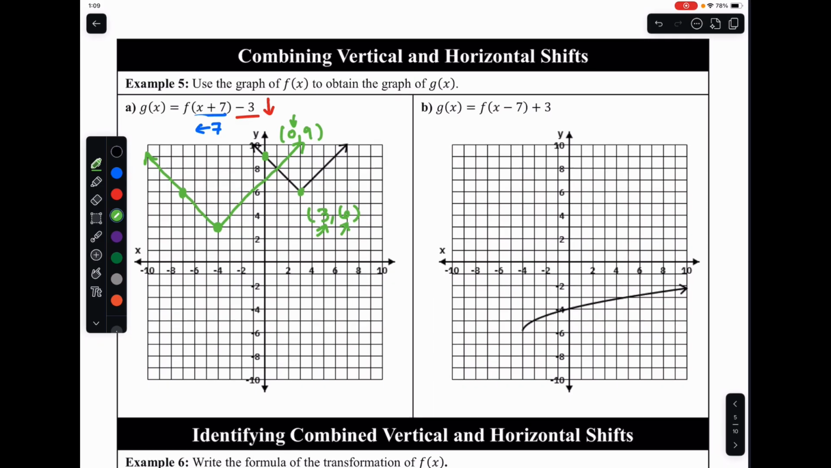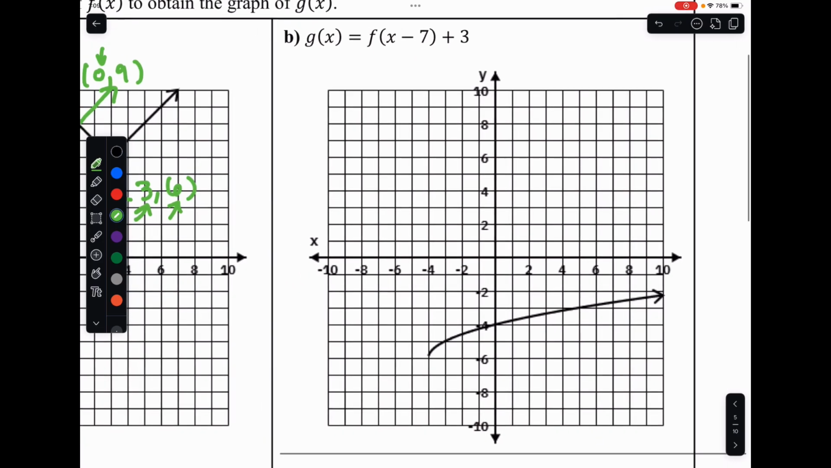Now let's look at example B. For example B, we have minus 7 and plus 3. So minus 7 is not going to really subtract 7. It's going to add 7, so it's going to move it to the right. And adding 3 on the outside affects the y value, and that's going to move it up. So 7 units to the right and 3 units up.